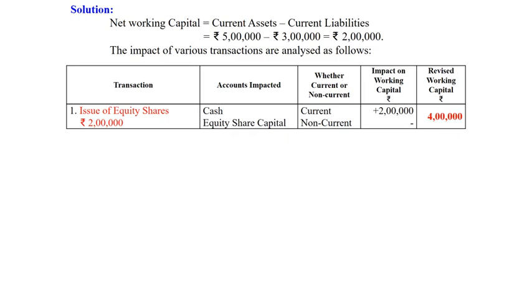2 lakh was the working capital basically, 5 lakhs minus 3 lakhs.